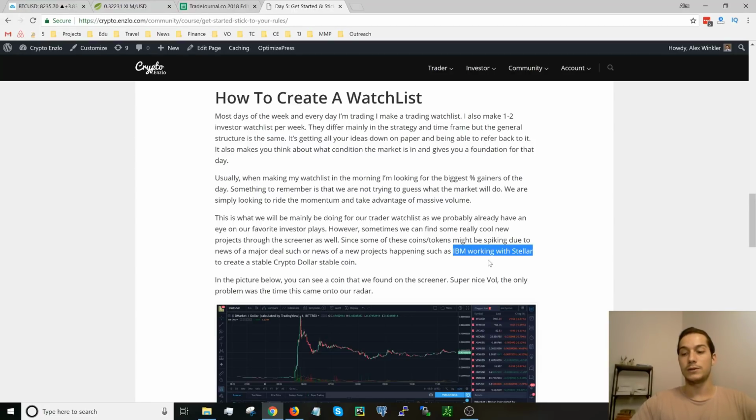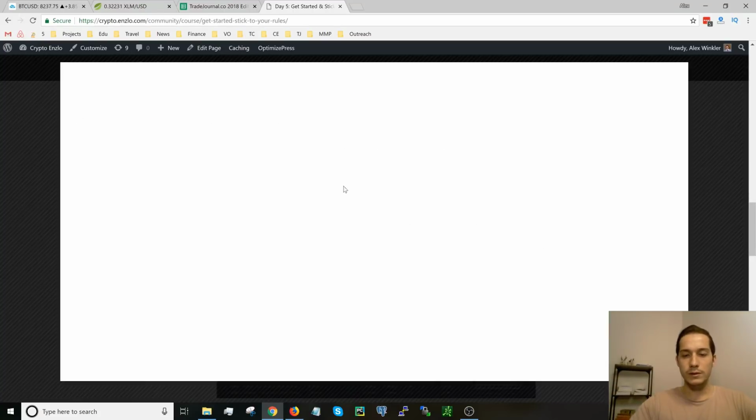An example of that is IBM working with Stellar. Right now it is July 27th, and Stellar was just shooting up more than any other crypto. Well, maybe not any other, but among the top 100, Stellar was really making moves. And it was because of this huge deal with IBM looking to use their platform to create a crypto dollar stablecoin.